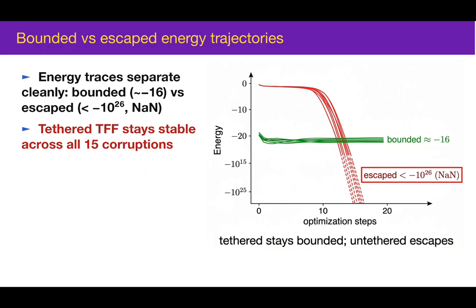Then this slide shows the stability directly. Each line here is the energy over time, and you can see two clear groups. The green ones stay flat and low. These are bounded and they behave nicely. And the red ones plunge down to extreme values and then hit NaN, not a number, which means the computation effectively breaks down. So without the tether, the energy can escape, and with the tether, my method stays stable across all 15 corruptions. And this is exactly what the theory predicted.